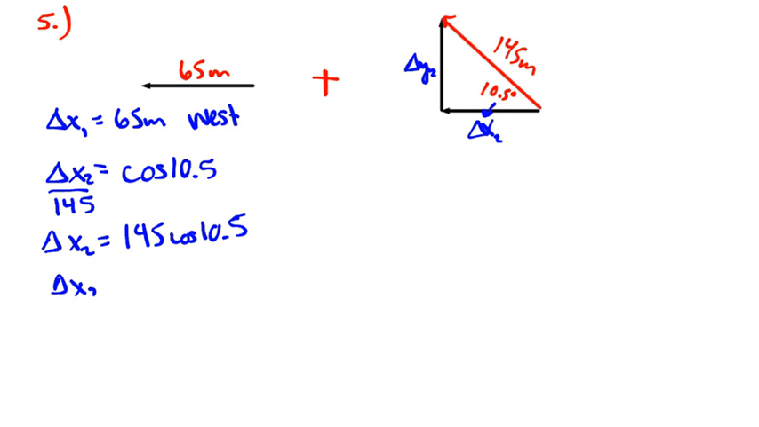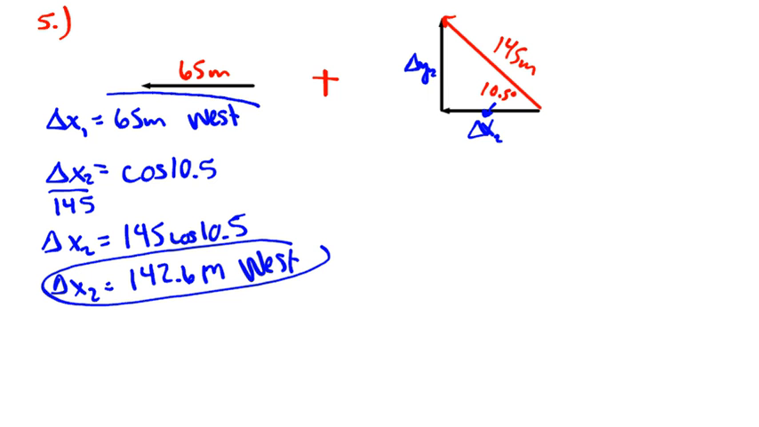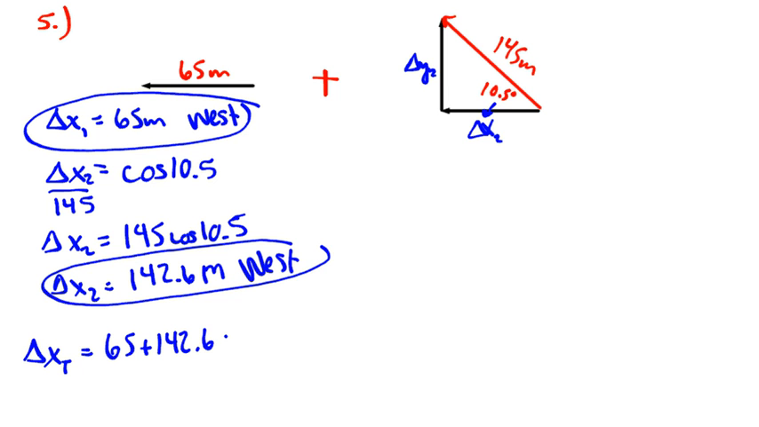And that number is 142.6 meters west. That's this length here. So let's take this number and this number and add them up to get the total displacement westward. 65 plus 142.6 gets us 207.6 meters west.